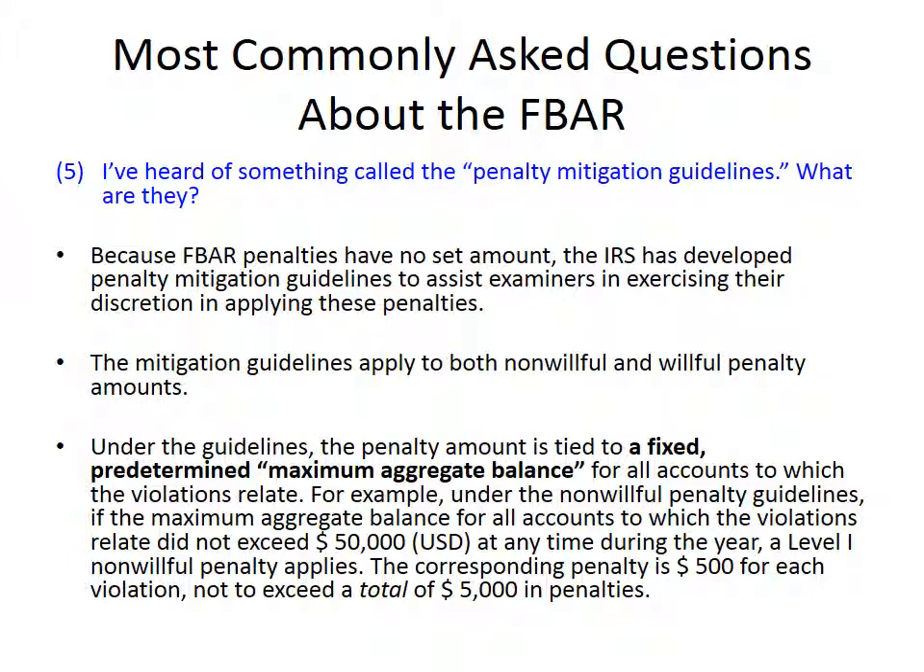So the IRS has published a chart that goes into detail for all the levels that apply. For non-willful, there are 3 levels, and for willful violations, there are 4 levels. But this was merely an example to illustrate how the guidelines work and how the penalty amount is tied to a fixed, predetermined maximum aggregate balance for all accounts. It gets quite complicated, but once you go through a few examples, it gets a lot easier.